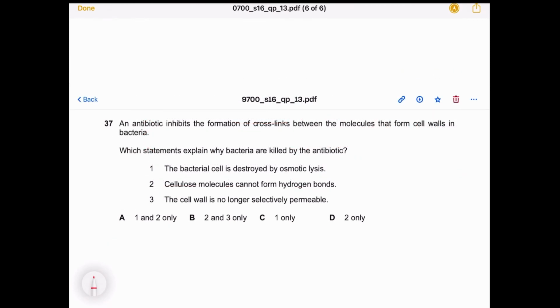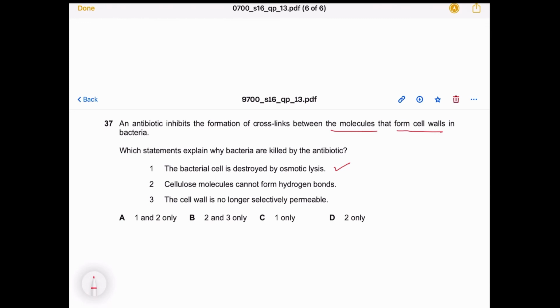And the last question here shows that an antibiotic inhibits the formation of cross-links between the molecules that form the cell wall in bacteria. So take note, molecules within the cell wall. What comes into your mind? So the first statement says that the bacterial cell is destroyed by osmotic lysis. True.